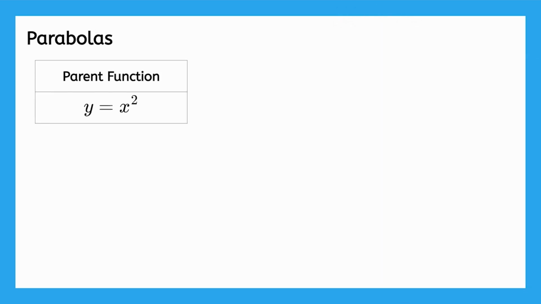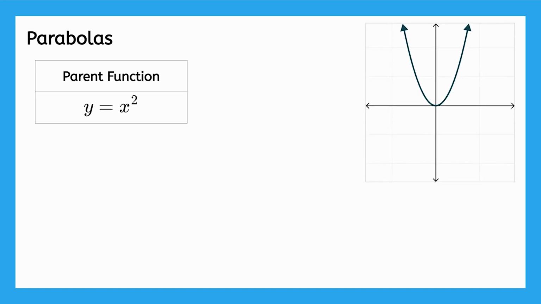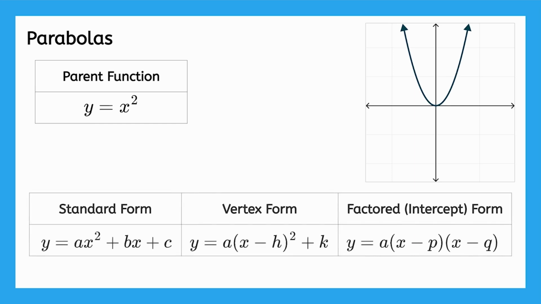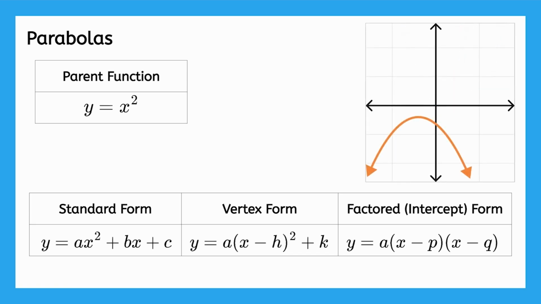Now, let's explore parabolas. You know the parent function for parabolas as y equals x squared, which looks like this on the coordinate plane. You've learned to write quadratic functions in standard form, vertex form, and factored or intercept form. You've also learned how to transform parabolas by translating, stretching, compressing, and reflecting them.